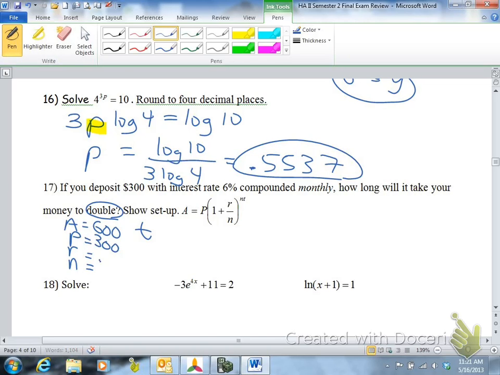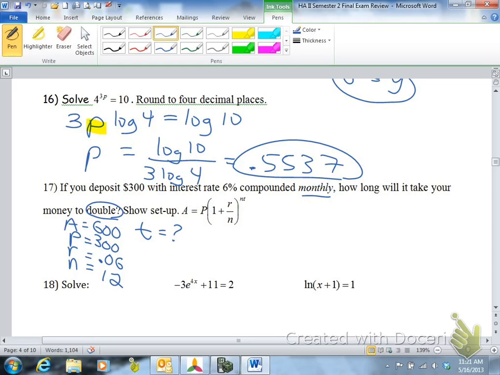Your interest rate 6% as a decimal, 0.06. And what is n? 12. Compounded monthly, n is 12. And you must be looking for t. I should give you a question where all the information is in the question. I think that would be funny. I give you all this, and I say, like, over 7 years your money doubles to 600, and not ask a question. That would be great for a final exam question.